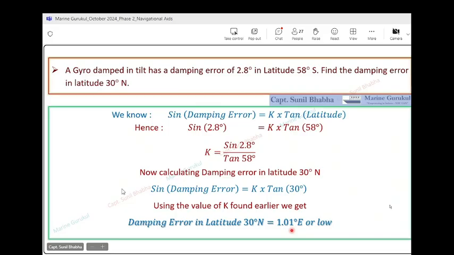And we are aware that the damping error is always east or low in northerly latitudes. The latitude which is given to us is 30 degrees north, hence the gyro error is also east or low. East and low are interchangeable. You can denote it by either writing it as easterly error or you can write it as the gyro is 1.01 degrees low. So this completes our question number 1.